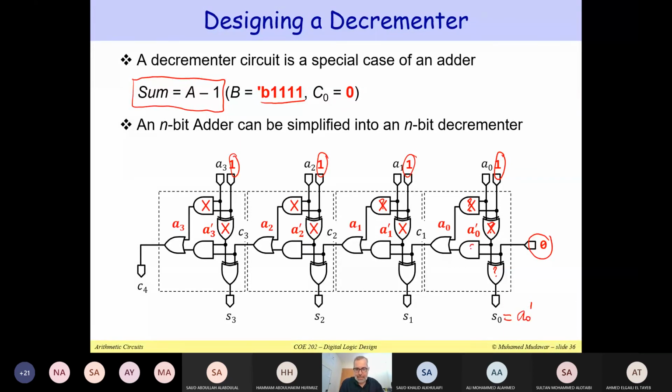How about this AND gate? What's the output of this AND gate? 0. Exactly. What's the output of this OR gate? A0. Exactly. So do I need this AND and this OR? No. Okay, so let us remove them. Now we have eliminated many gates, so let us redraw the simplified circuit.